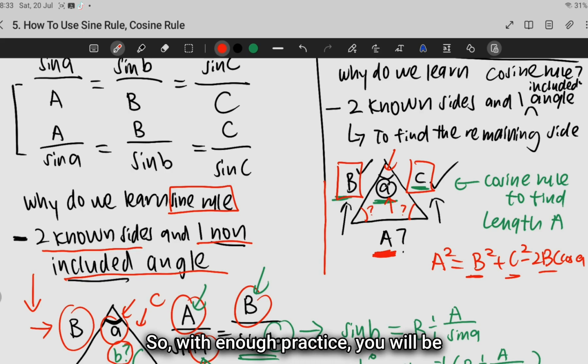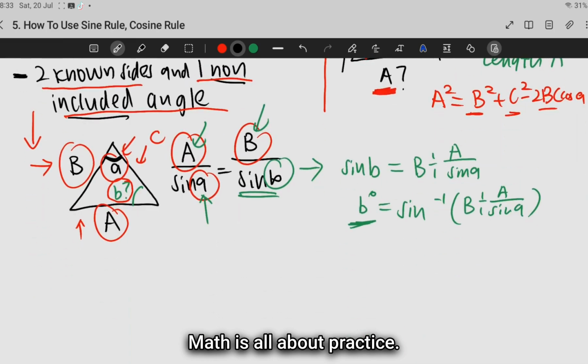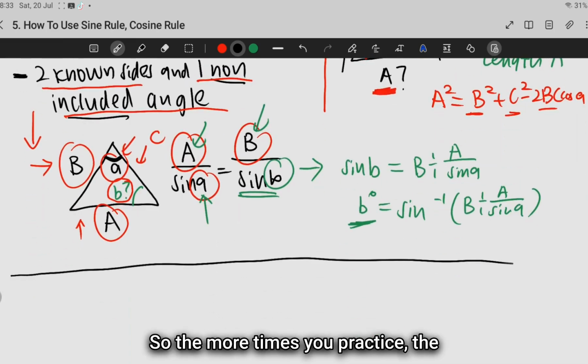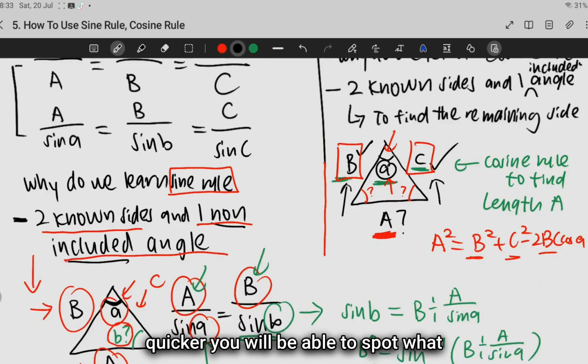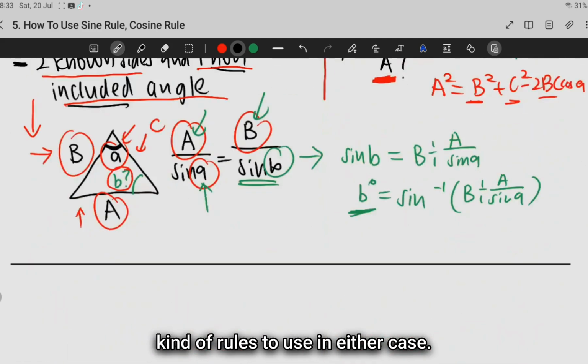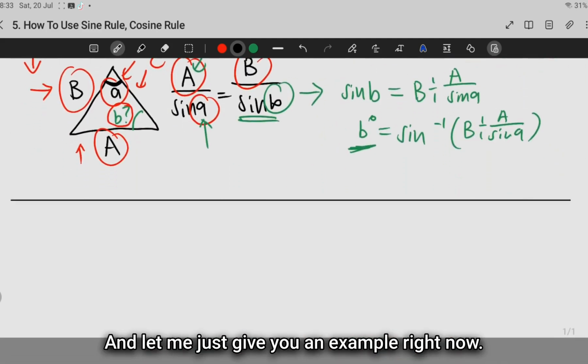With enough practice, you will be able to know how to apply each rule into the question and quickly spot, right? Math is all about practice. So the more times you practice, the quicker you will be able to spot what kind of rules to use in either case. And let me just give you an example right now.